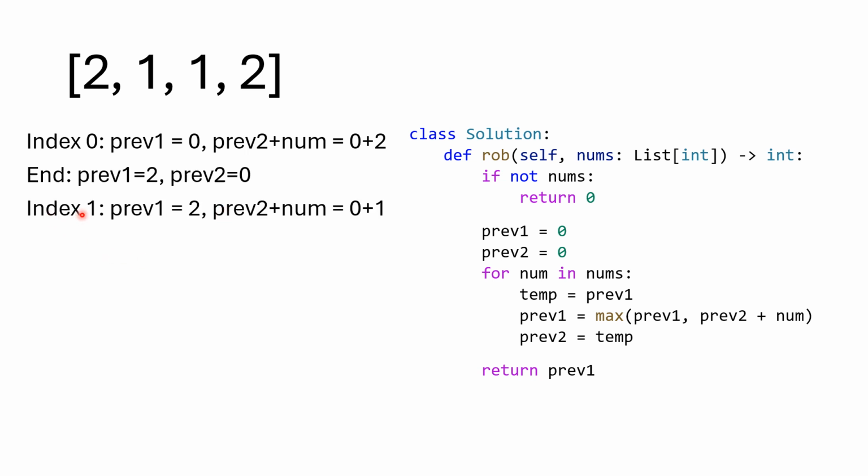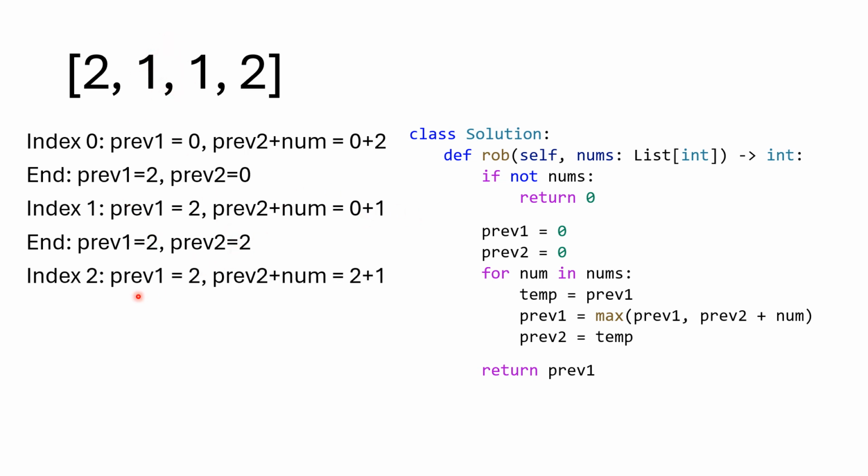So the largest steal now is 2, and we keep track of the oldest steal with a 0 at the moment. And at index 1, the largest steal will still be 2, because 0 plus 1, we're not stealing from this because we need to skip this. So skip this, we steal this is 1. This one is not bigger than 2. So we're sort of skipping it and we're not going to steal this. Okay. So for index 2, previous one equals 2, and 2 plus 1 equals 3.